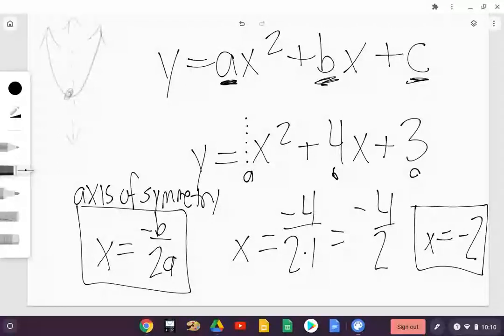So you can also find the vertex using this formula. So the formula is x equals negative b over 2a.